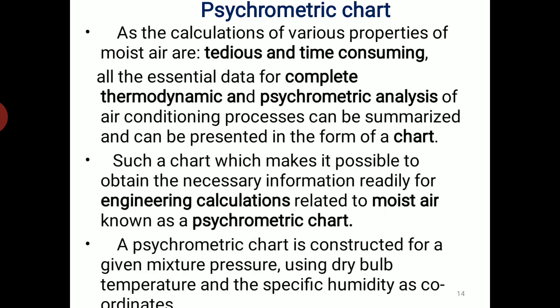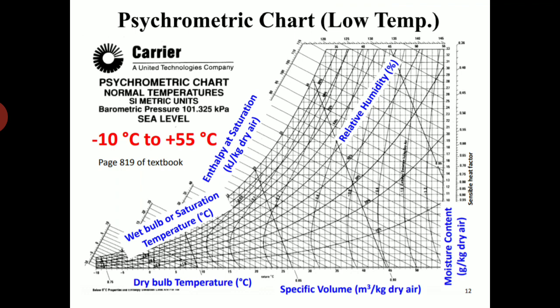A psychrometric chart is constructed for a given mixture pressure, using dry bulb temperature and specific humidity as the coordinates. You can see how this psychrometric chart will be available. This same chart will be given in the exam. I already told you in the first class, the chart will be provided in the main exam, or there is one data handbook that will be provided, that is Nijiguna. In the last but one page this chart will be available for you.